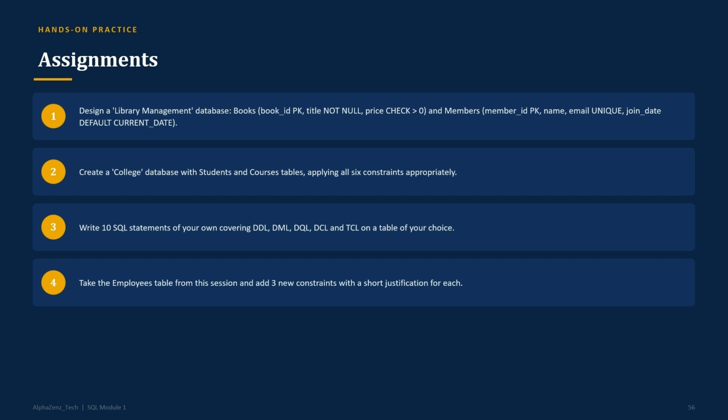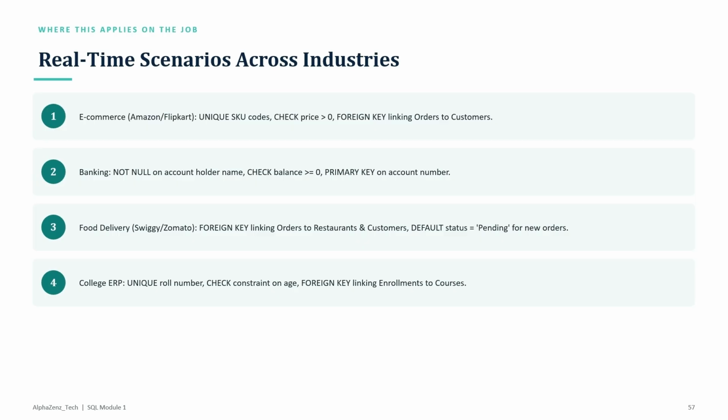2. Create a college database with students and courses tables, applying all 6 constraints appropriately. 3. Write 10 SQL statements of your own, covering DDL, DML, DQL, DCL, and TCL on a table of your choice. 4. Take the employees table from today's session and add 3 new constraints of your own choice with a short justification for each.